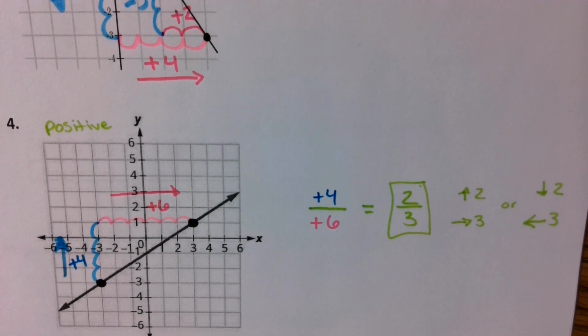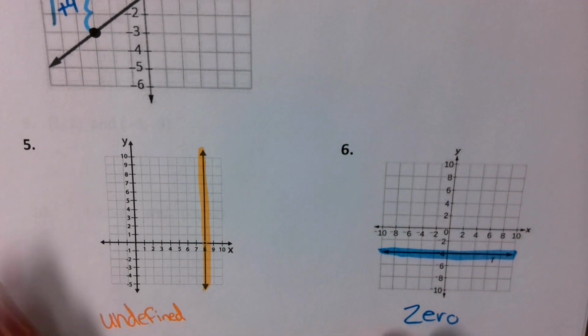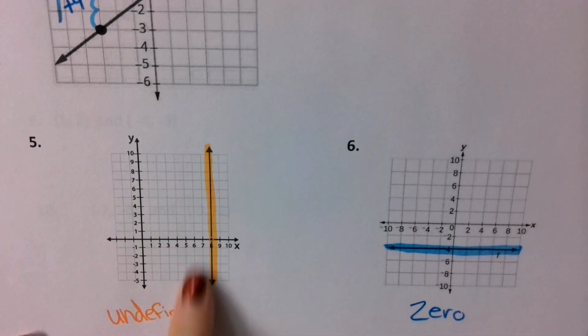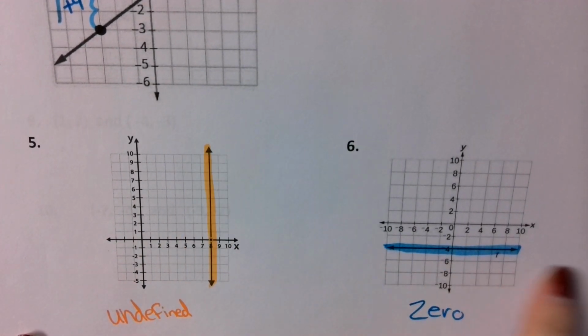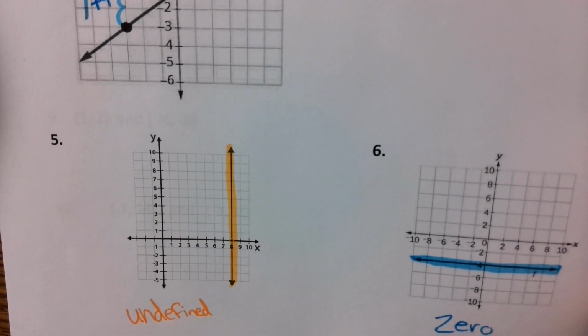Okay, problem 5, what was problem 5? Come on guys, say it out loud. Undefined. Problem 6 was 0. Those are ones direct from the pictures. If it's a vertical line, it's undefined. If it's a horizontal line, it is 0 slope. All right, go ahead and go to the last page.